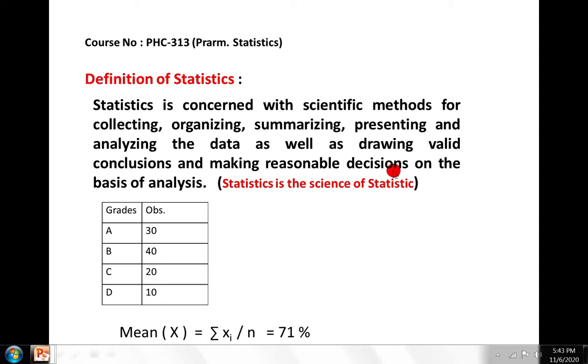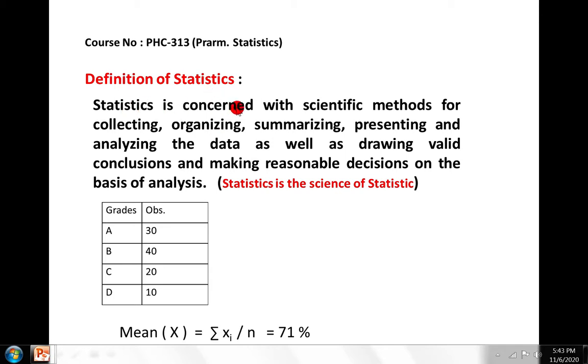Okay, this is called a statistic. So different statistical methods are called statistic. We will study, according to your syllabus, one by one, like mean, median, mode, etc. So the definition of statistics is very important.